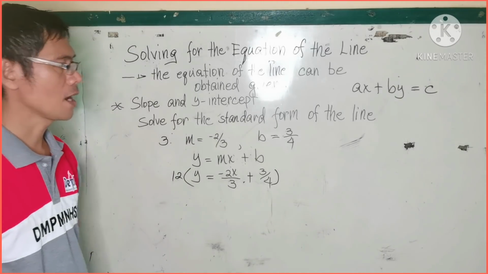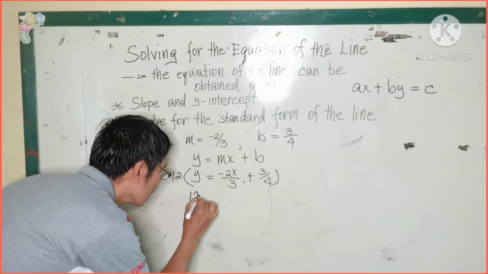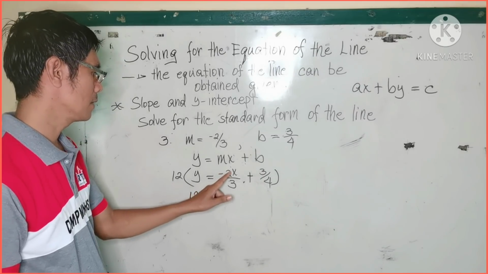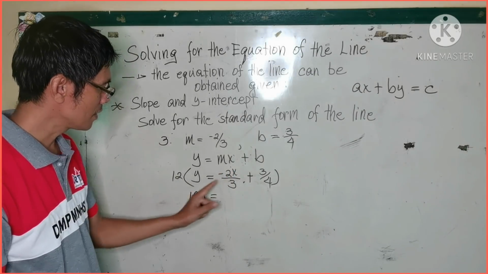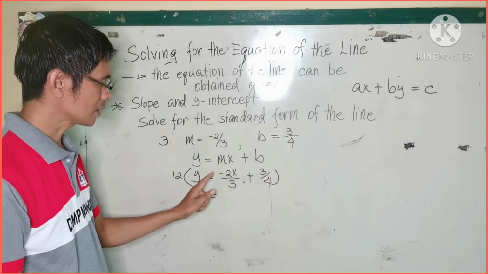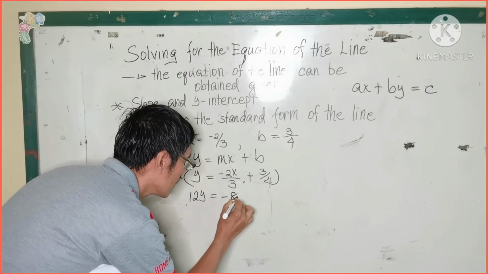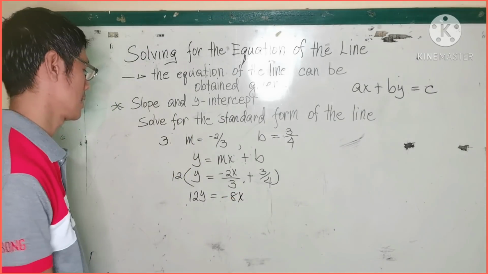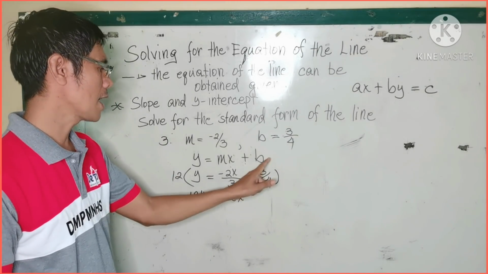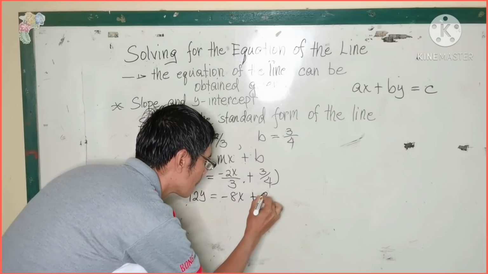So multiplying 12 to all the terms in our equation, we have 12 times y, we have 12y equals 12 times negative 2x over 3. Let's divide first. 12 divided by 3 is 4. 4 times negative 2x, we get negative 8x. Then 12 divided by 4, we have 3. 3 times 3, we get 9. So we have positive 9.